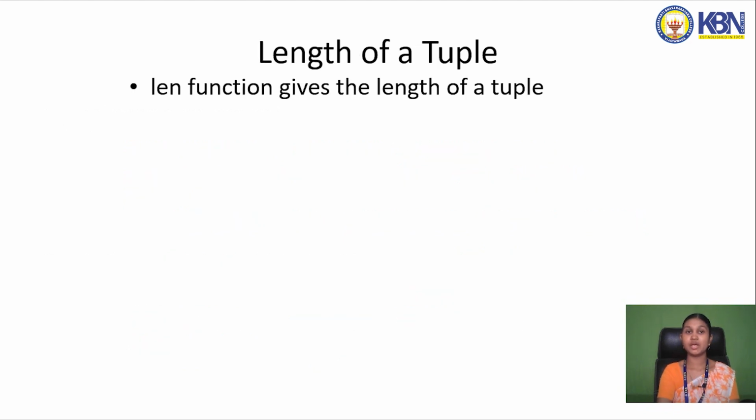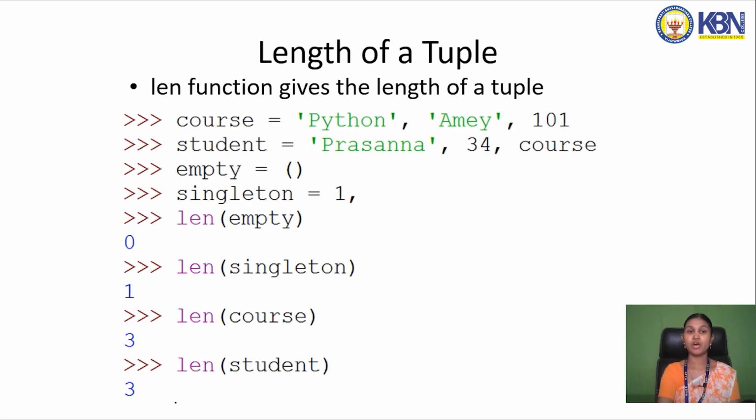And the next one, the length of the tuple. Similarly, we know what the length is; the predefined function is the len function. Now I am asking the length of empty. In this empty tuple I need not give any value, and it will be displayed as 0. In the singleton, the length is 1. Next, the course has 3 values, so the length of the course is 3. And for the student, the length is also 3.